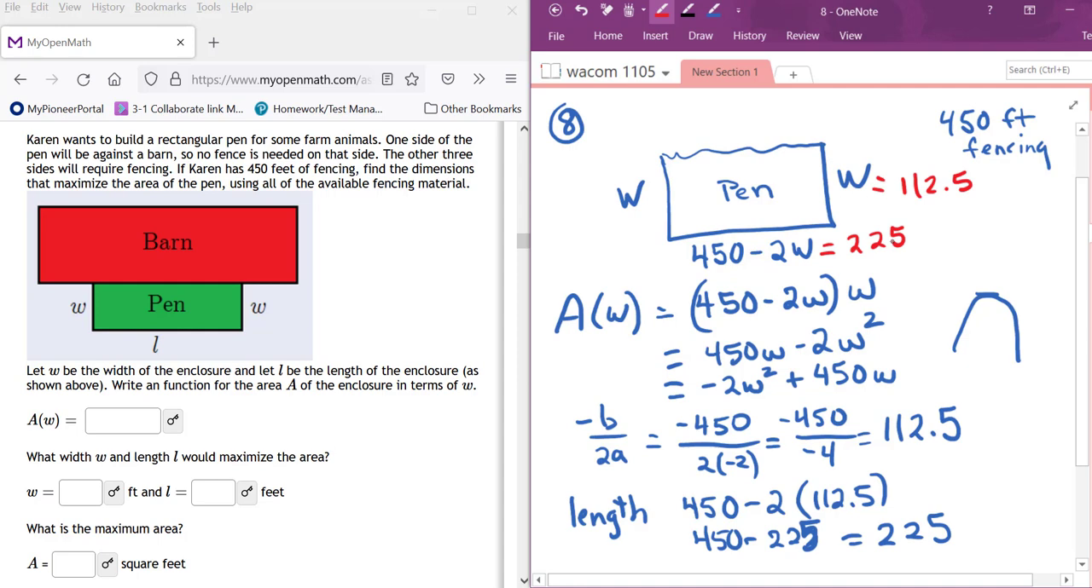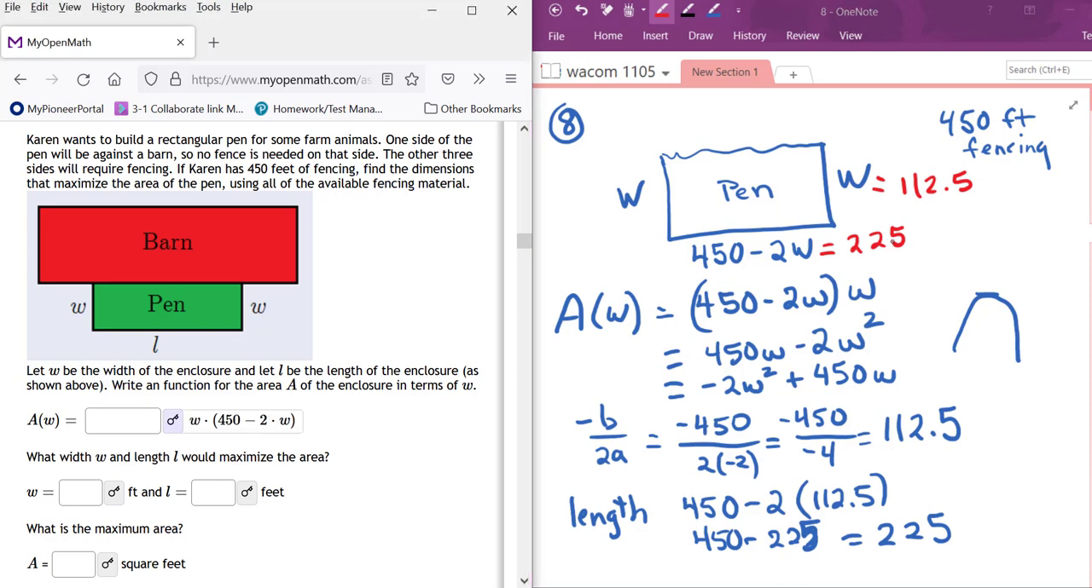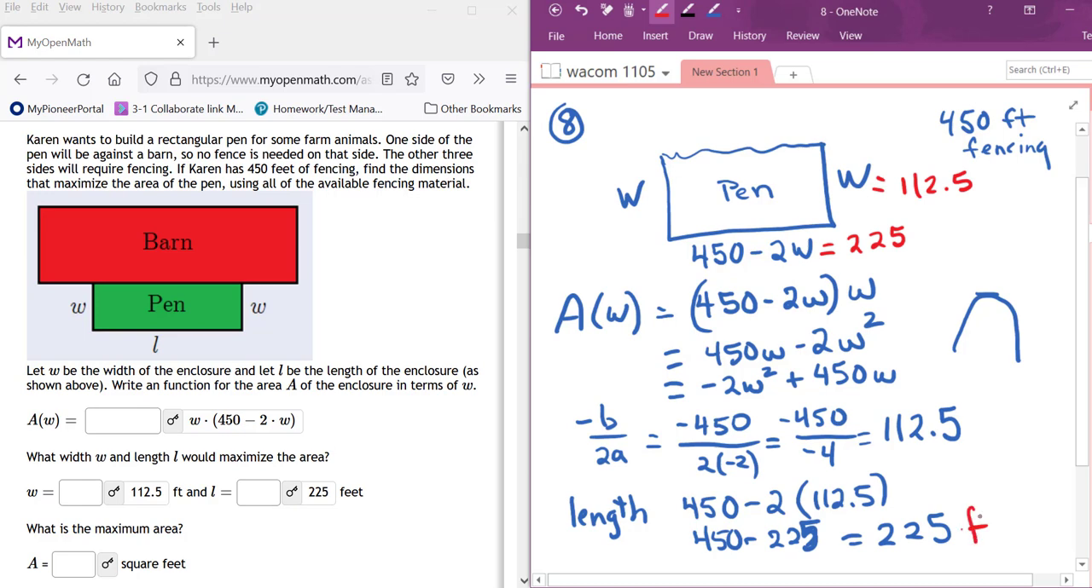So those are our first questions. This is for your formula. It should also accept it if you worked it out to this form, either of these two. Your width, 112.5. Your length, 225. So we're good there. I should have put feet on there. And now they want the maximum area.